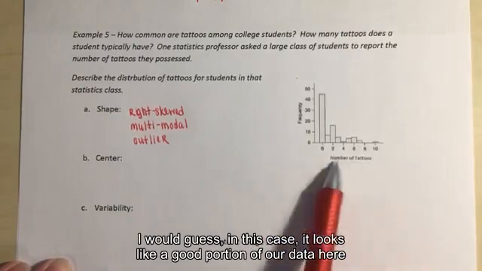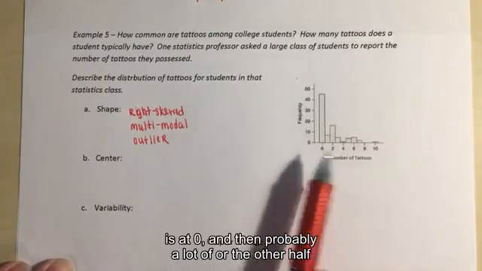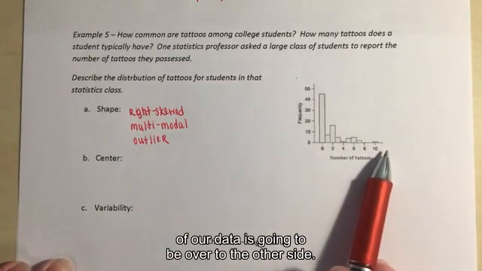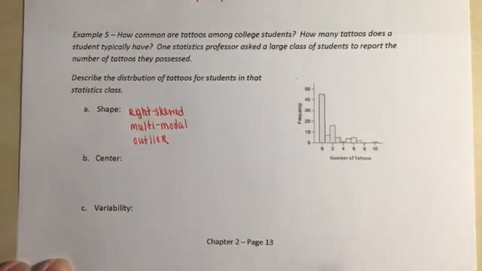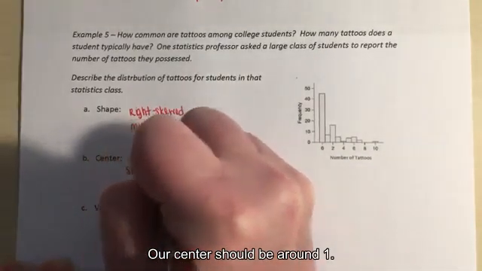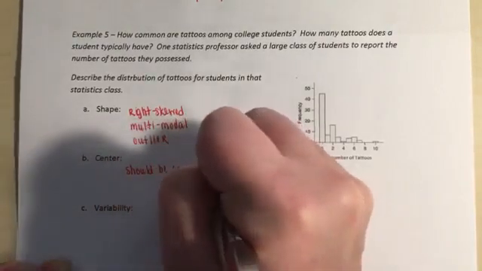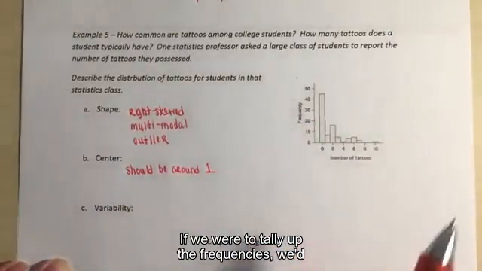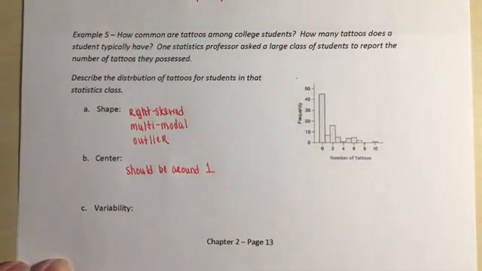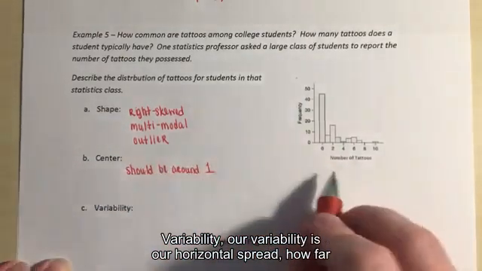I would guess in this case, it looks like a good portion of our data here is at 0, and then the other half of our data is going to be over to the other side. So our center should be around 1. If we were to tally up the frequencies, we'd probably have half at 0 and half at 1 or more. Variability. Our variability is our horizontal spread.